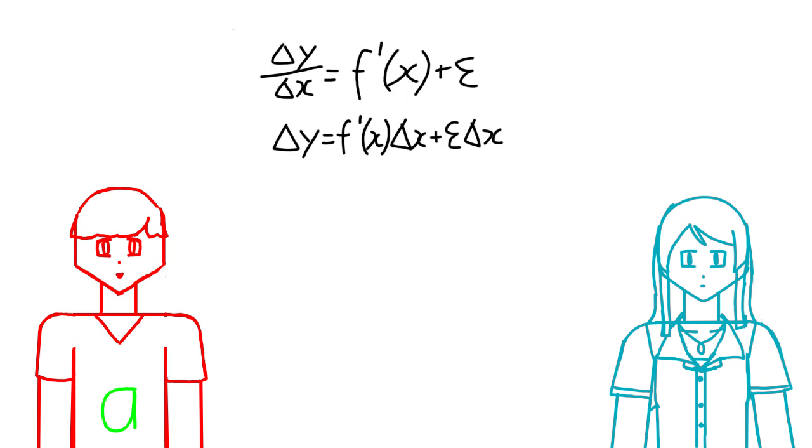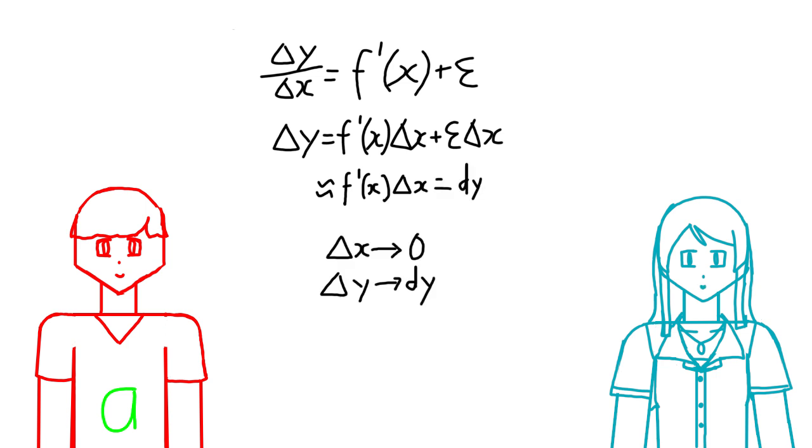Well, why don't we multiply both sides by delta x? Here, we get f prime of x delta x plus epsilon delta x. Which of these two parts tends to 0 faster? Well, f prime of x doesn't depend on delta x, but epsilon does. So f prime of x delta x is the one that remains. Hey, this is just dy. From this, we can say that dy and delta y get closer and closer to each other as delta x gets closer to 0. So I guess in a way, the limit of delta y is dy.